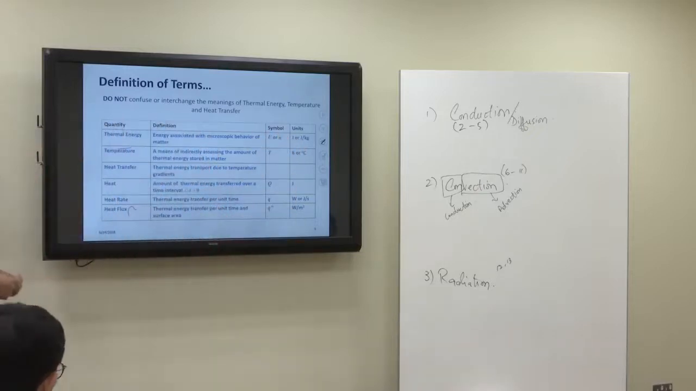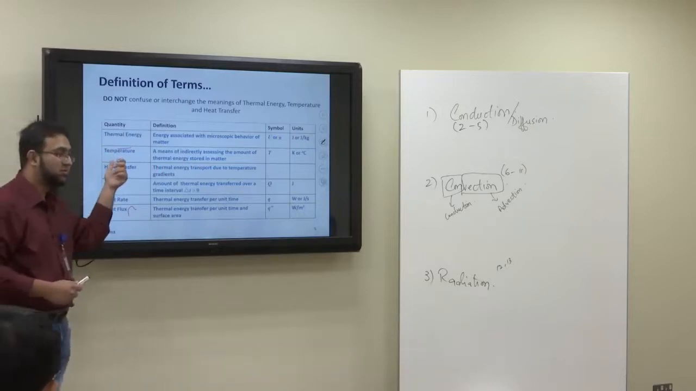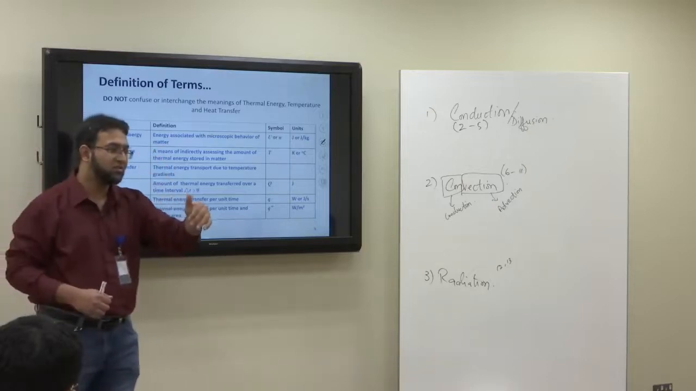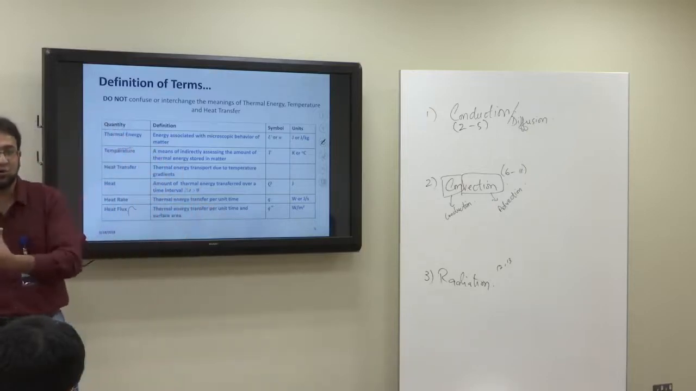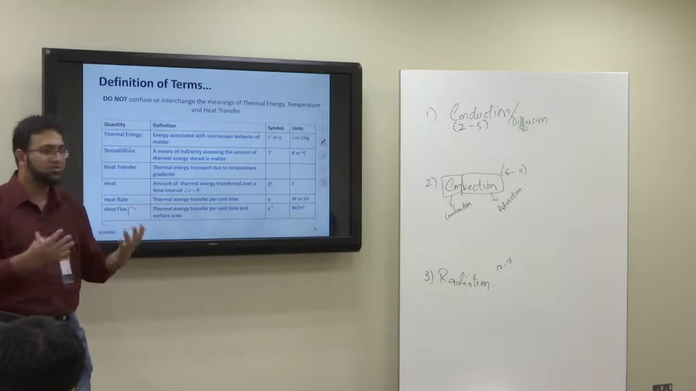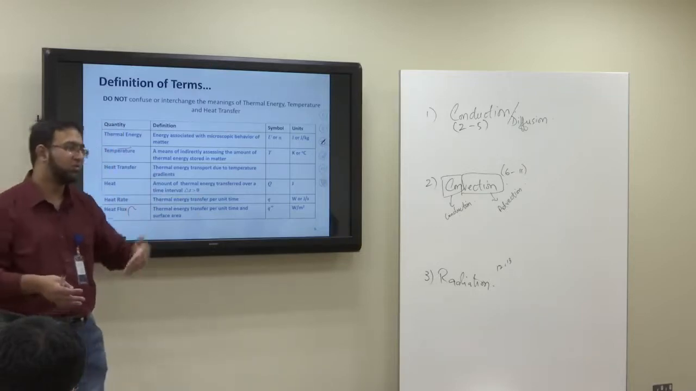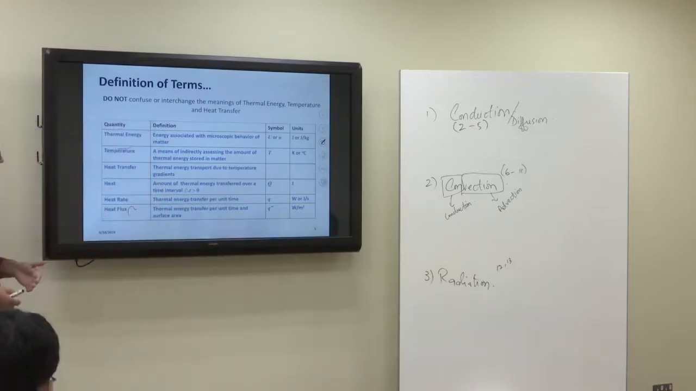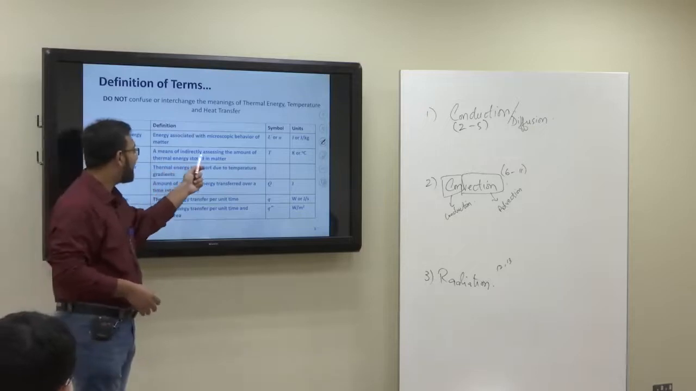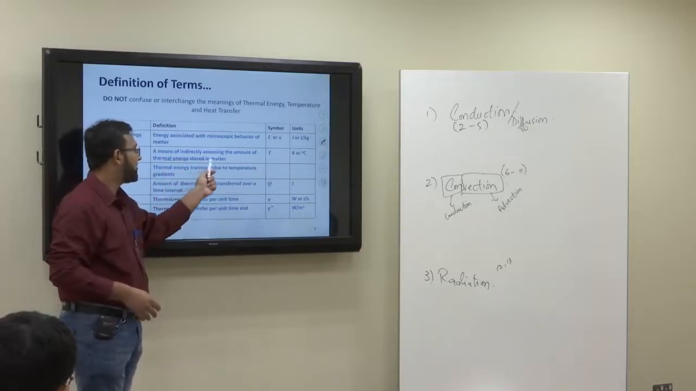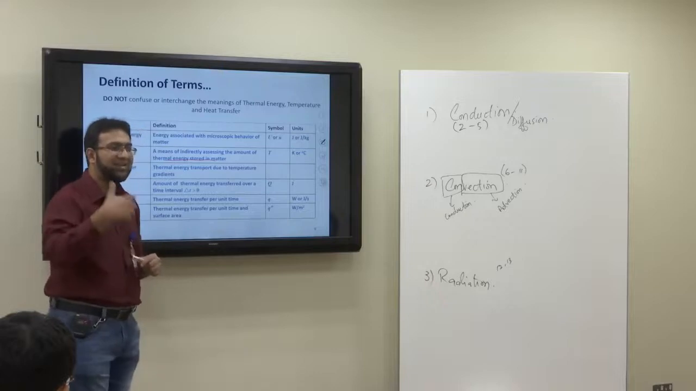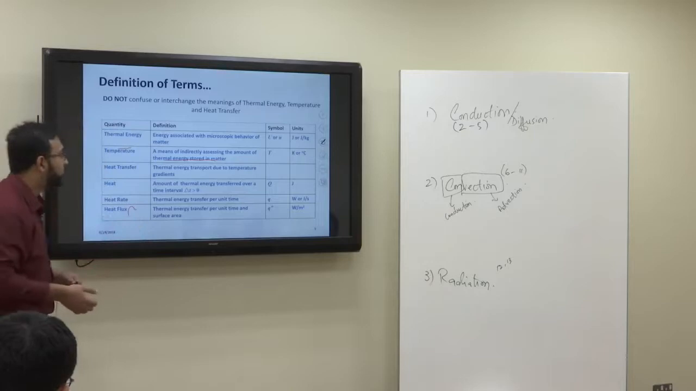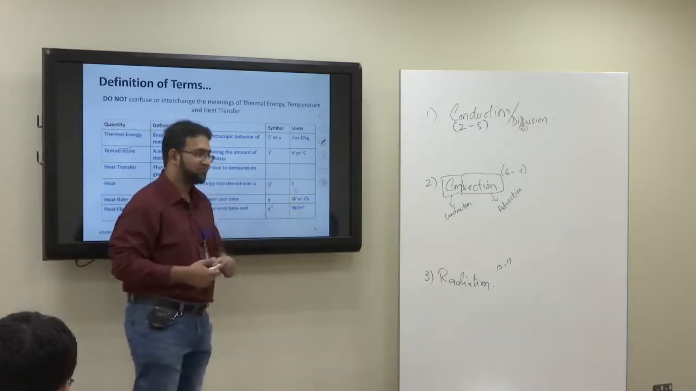The second thing is the temperature. Temperature itself is nothing. It is just a tool to measure thermal energy. How can you say that thermal energy is more, or how can you say thermal energy is less? Based upon temperature. If thermal energy is more, then temperature will be high. Thermal energy is less, temperature will be less. So it's a means of indirectly assessing the amount of thermal energy stored in a matter. That's an indirect assessment tool. It's measured in Kelvin or degree centigrade.